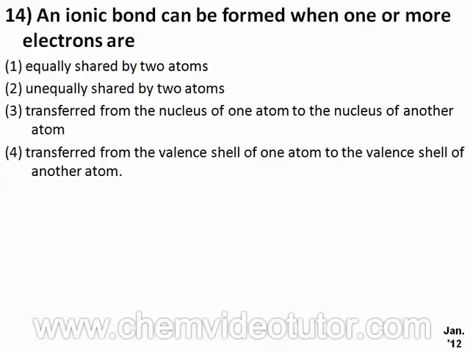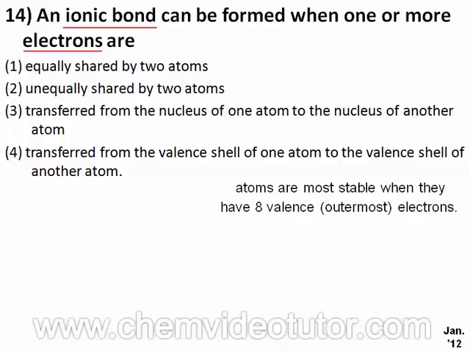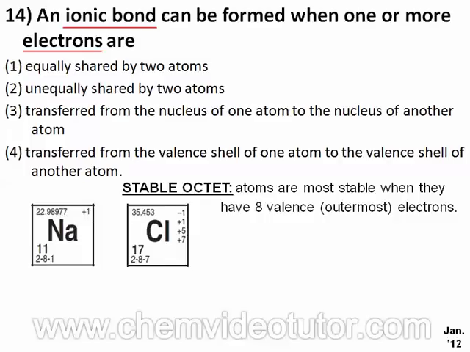Question number 14. An ionic bond can be formed when one or more electrons are... The keywords in this question are ionic bond and electrons. Keep in mind that when bonding, atoms are most stable when they have 8 valence or outermost electrons, something known as a stable octet. A good example of this is with sodium and chlorine.